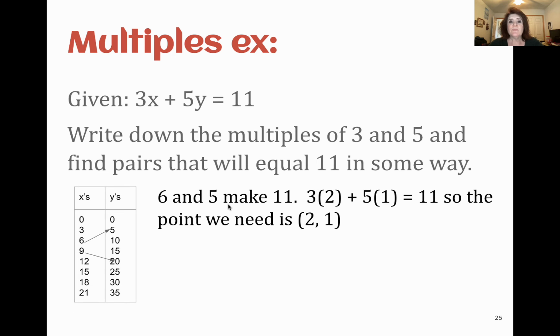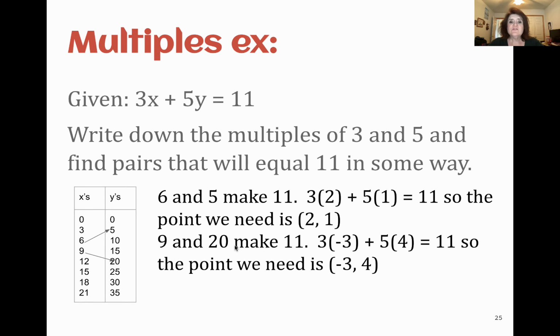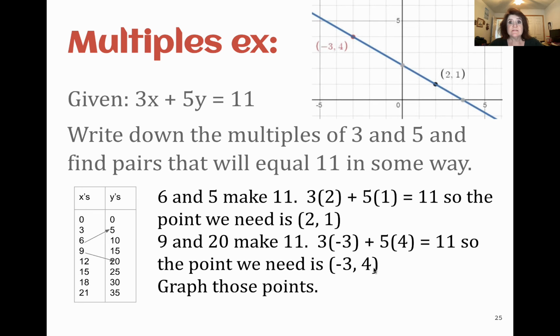So 6 and 5 make 11. 3 times 2 plus 5 times 1 is 11. So we need the point, from the parentheses, (2, 1). 9 and 20 make 11, but it's 9 times -3 plus 5 times 4 is 11. So we need the point, again from the parentheses, (-3, 4). And then we would graph those 2 points. So graphing the point (2, 1) and the point (-3, 4).